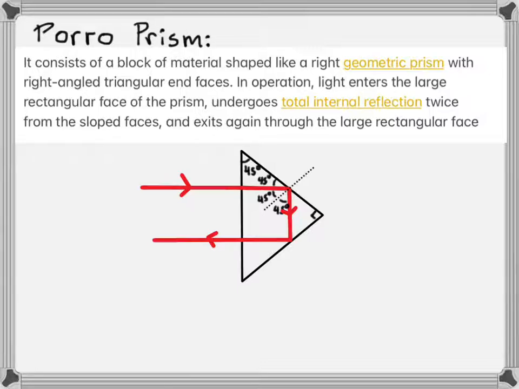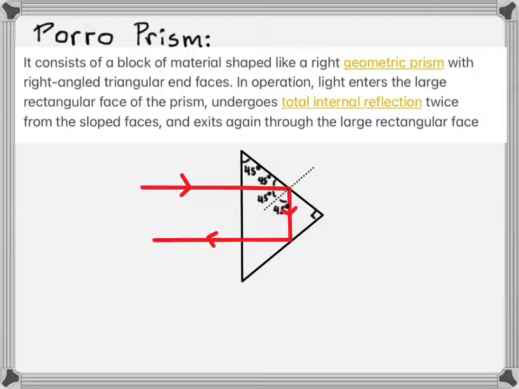Binoculars use a set of Porro Prisms inside to change the direction in which the light comes in, and there are many other applications. This is a very useful material or optical device. All right.